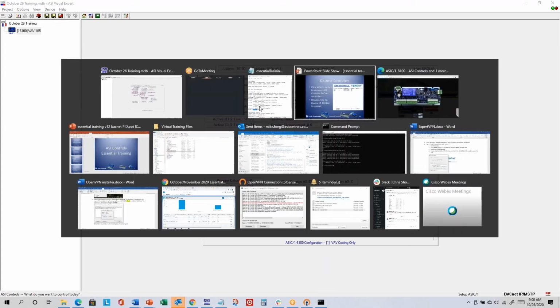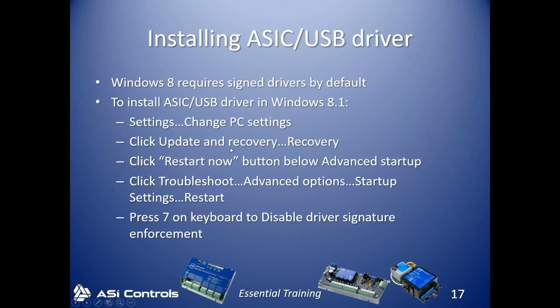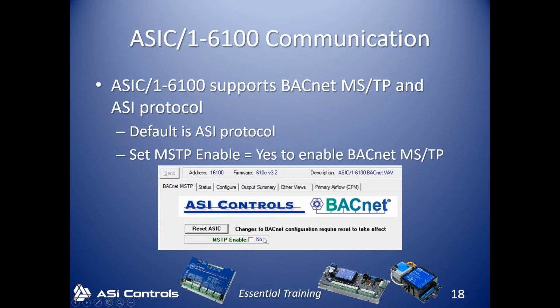So let's go back to the slides. So we've discovered the controller. This is just a slide about making a direct USB connection to an ASIC 3 for Windows 8, because it had some weird quirks, but not many people use Windows 8 now. We talked about the MSTP checkbox. No means ASI protocol. Yes means talk with MSTP. If you do change any of those settings, the reset button's there because it does require a reset. Pressing that button does a soft reset, similar to if you've quickly cycled power to the controller.